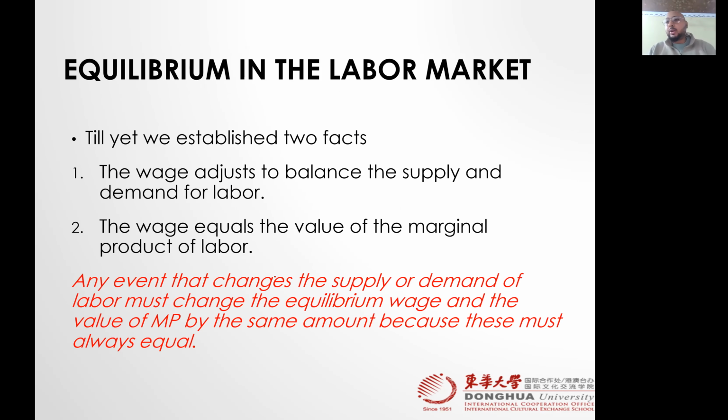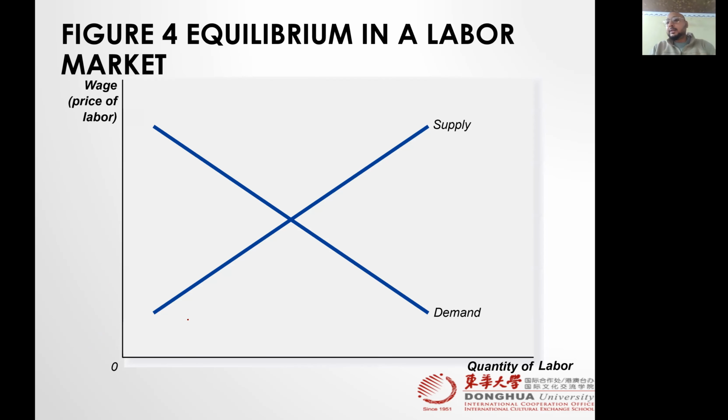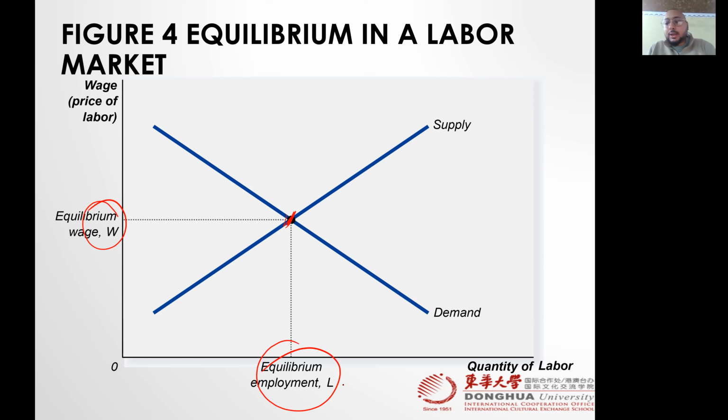So here we go. We have a supply, we have a demand, and the intersection is called equilibrium. So any event that changes the supply or demand of labor must change the equilibrium wage and the value of marginal product of the labor. So this is the demand and this is the supply, right? So we have equilibrium here. So in the equilibrium of labor, the price is called wage, the quantity is called the equilibrium labor.